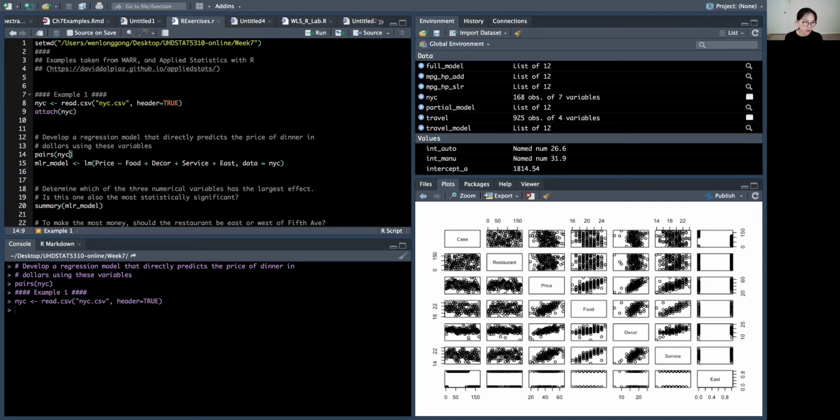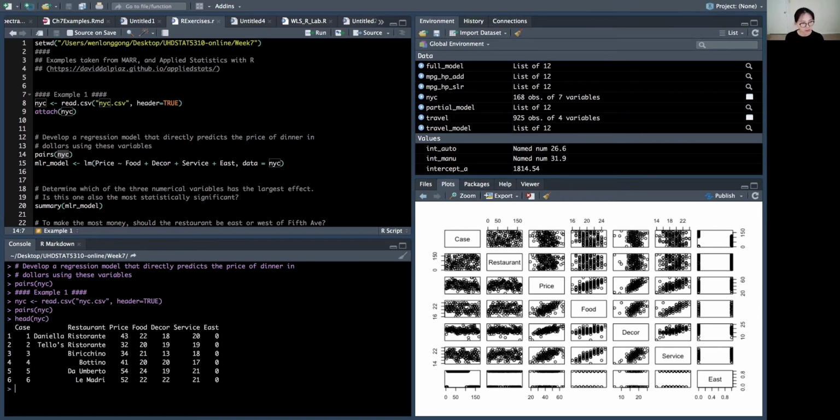And I do a pair plot, called a scatter matrix plot here. Maybe the better way is to first take a look at the first couple of lines of your data. We have price being our response variable, this is our y, and we have several other variables here. So I use this pairs function to get the scatter plot matrix.